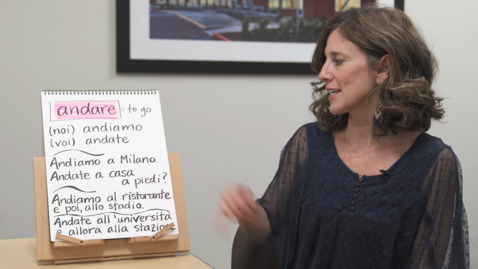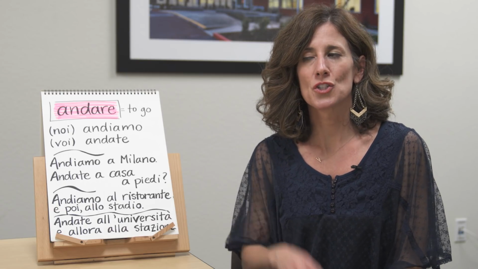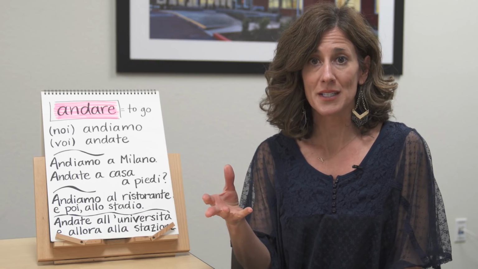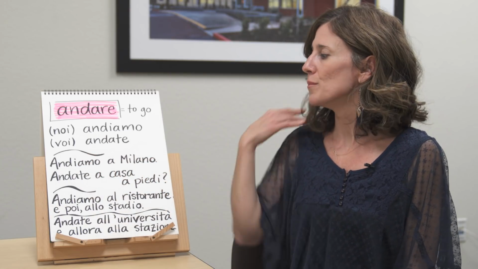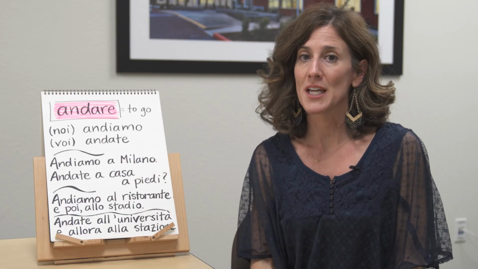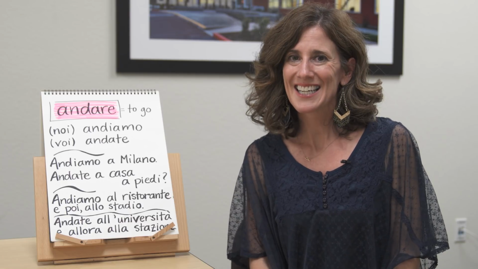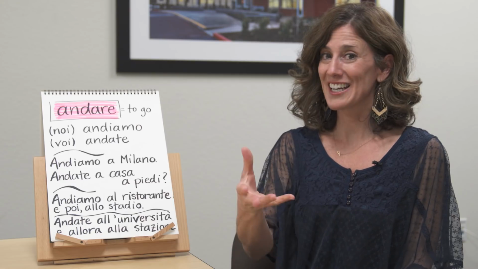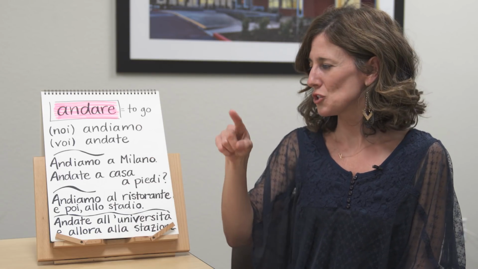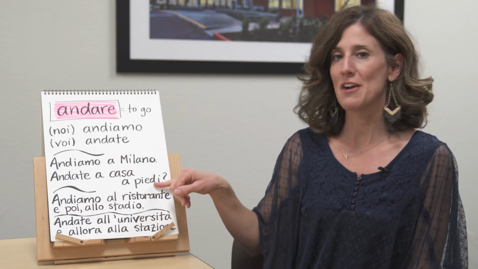Okay, so here's some example sentences. Andiamo a Milano. So just from watching this video, you should know what that means now. We are going to Milan, right? Because we always use a before the name of a city. The next one, andate a casa a piedi. So again, you should know that, we just did it 2 pages ago. You all are going home by foot.